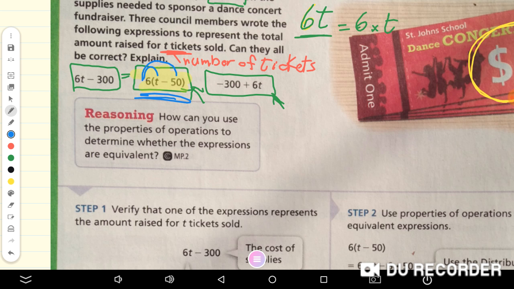then 6 multiply negative 50. It will be equal to 6 multiply t, which is 6t. Positive times negative is negative. 6 multiply 50 is 300. So it's the same. Yes, this is an equivalent expression. And which property did we use here? Yes, the distributive property.